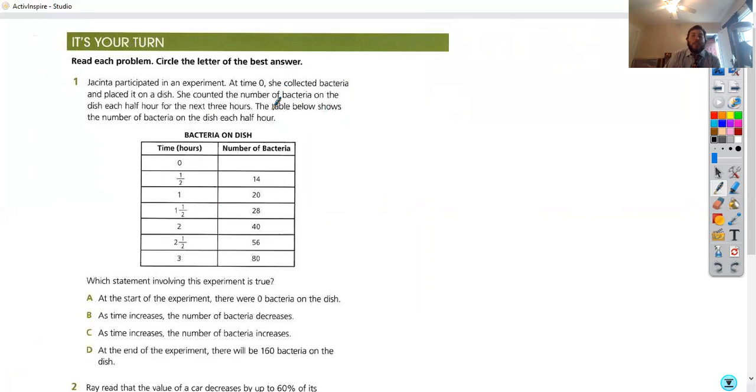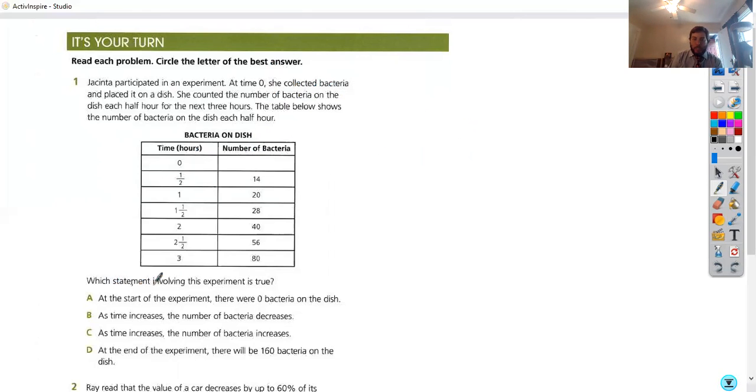At time 0, she collected bacteria and placed it on a dish. She counted the number of bacteria on the dish each half hour for the next 3 hours. The table below shows the number of bacteria on the dish each half hour. So at 0 hours we don't have the number of bacteria, but at time 0, she had collected bacteria, so there were bacteria on that dish there.